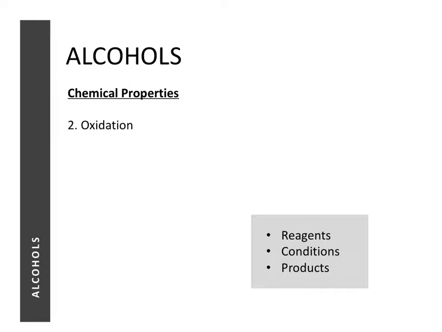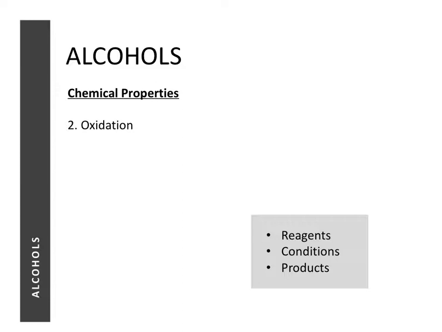Now, the next type of reaction that alcohols can undergo is oxidation. Okay, so this is a very, very important type of reaction that alcohols undergo, and it's worth noting. All right, very important to note that in the organic chem syllabus in O levels, the only homologous series that can undergo oxidation is alcohols. Meaning if they tell you that an unknown organic compound undergoes oxidation, it must be an alcohol.